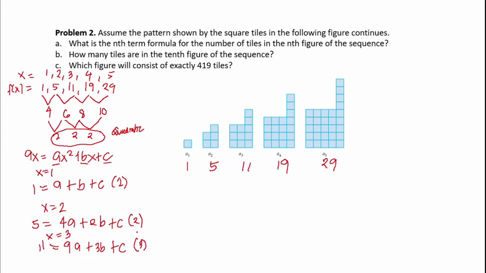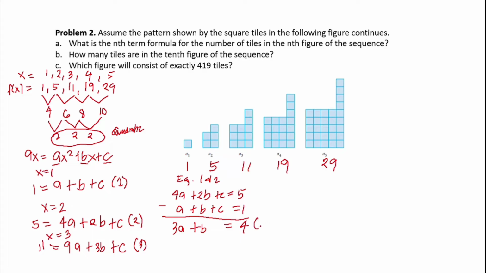So now we have three equations. We can show the simultaneous equations, or the system of linear equations, in order to get a, b, and c. The first part is to combine equation number 1 and equation number 2. By simultaneous, we have 4a plus 2b plus c is equal to 5, and a plus b plus c is equal to 1. Subtract, and the resulting one is 3a plus b is equal to 4. So we come up with equation number 4.